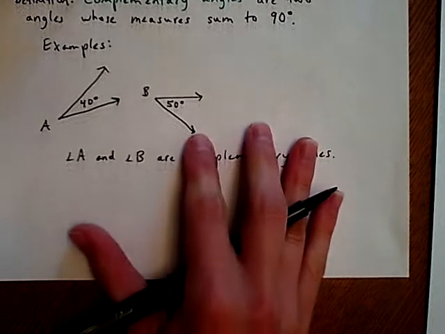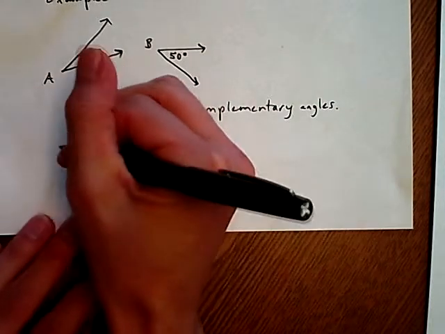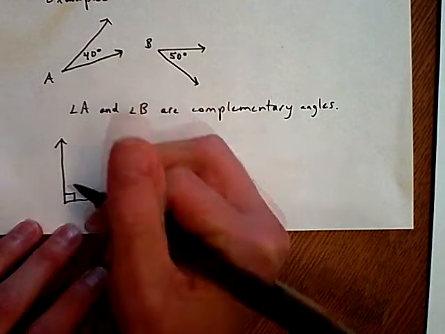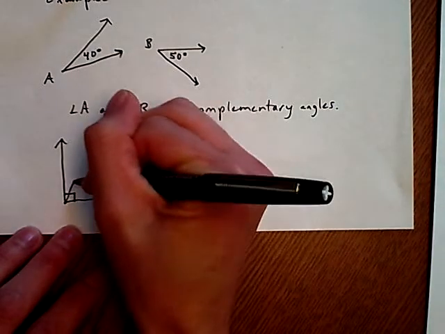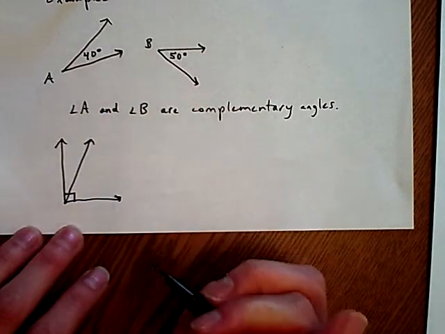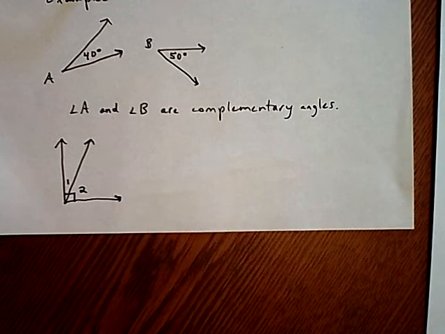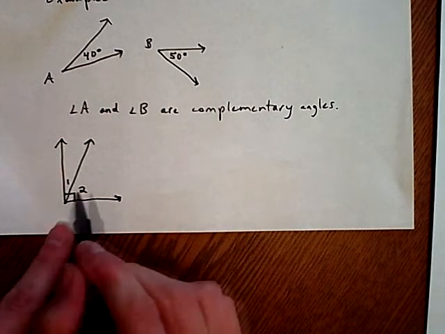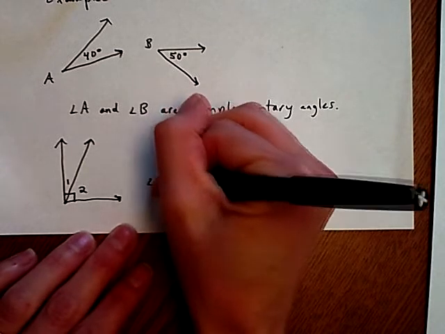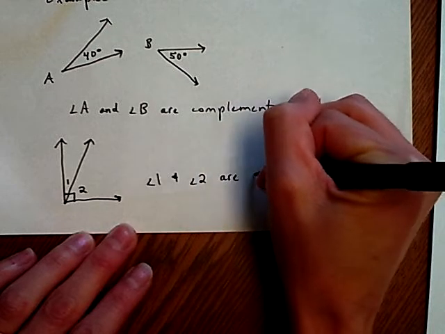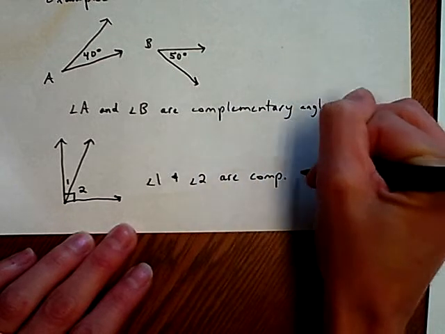Similarly, if I have a right angle and I split it into two parts, so this is angle 1 and this is angle 2, even if I don't know what angle 1 and angle 2 are, I can see that they add up to 90. So I can say angle 1 and angle 2 are complementary angles.